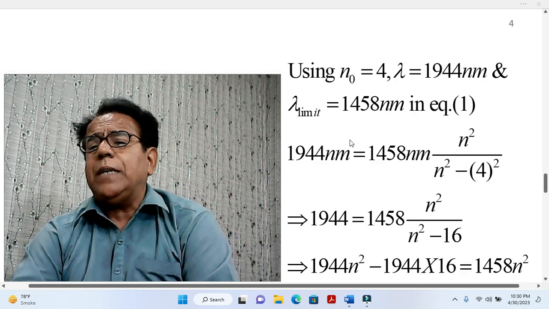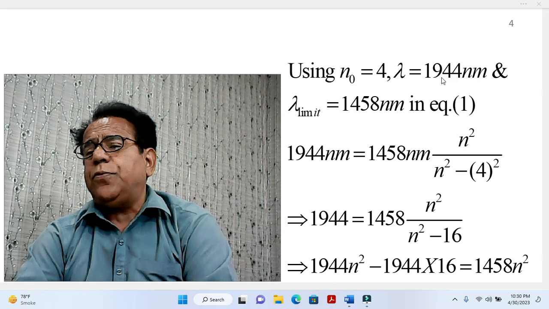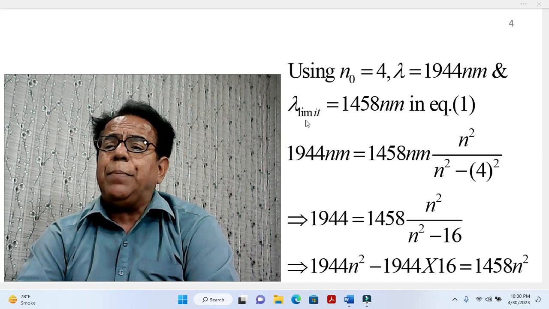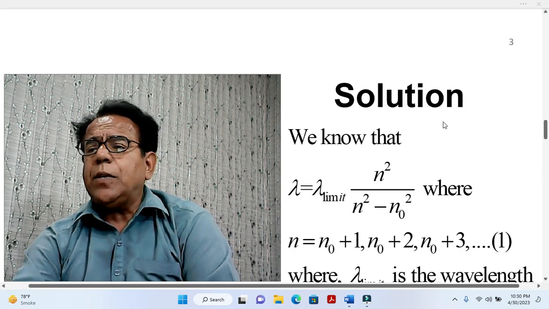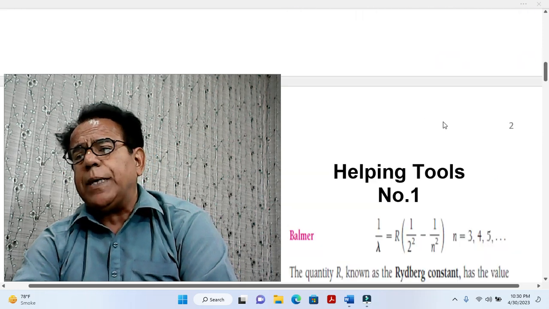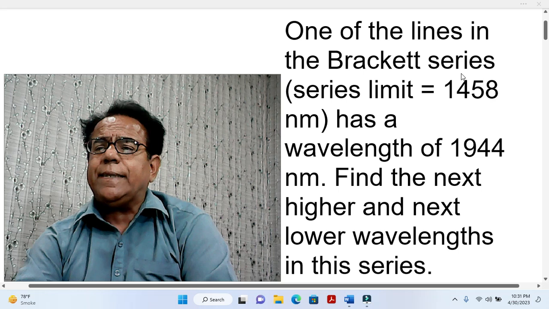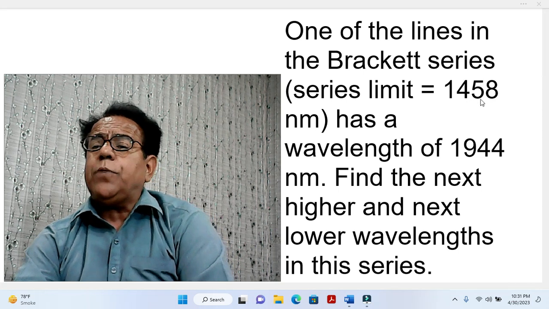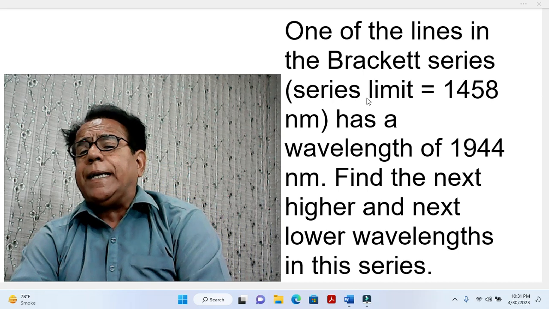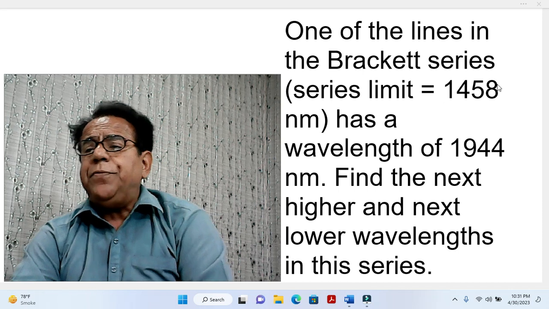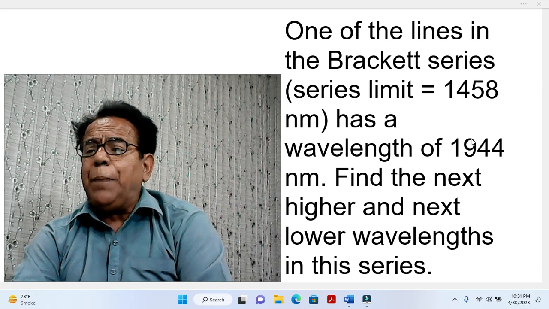So we have done the same thing using n naught equal to 4, lambda equal to 1944 nanometer, which is given in the statement, and lambda limit equal to 1458 nanometer in equation number 1. In order to remove any doubt, we once again go to the statement. The statement says one of the lines in the Brackett series, limit equal to 1458 nanometer. So in equation number 1, where lambda limit is written, we use this value, and we use this value where lambda is written. This is simply lambda, this is lambda limit.